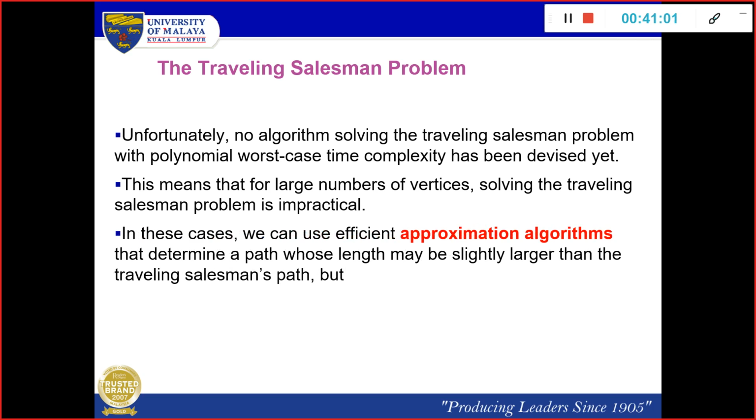So it becomes complex. So in these cases, we can use efficient approximation algorithms that determine a path whose length may be slightly larger than the traveling salesman path. But again, this is an approximation only. Okay, approximation is not accurate. So this and NP hard problems, open problems, if you want to solve them.